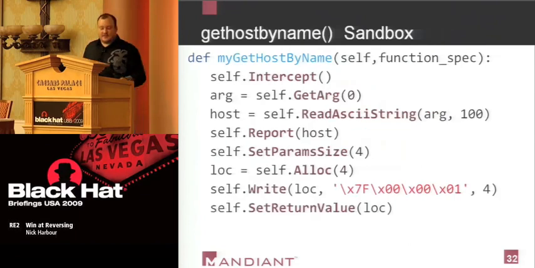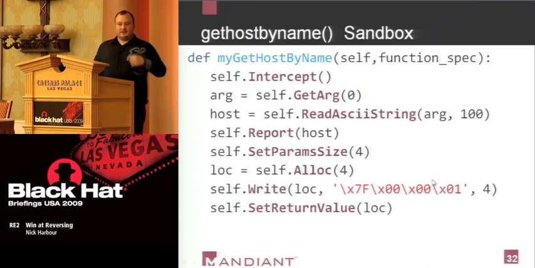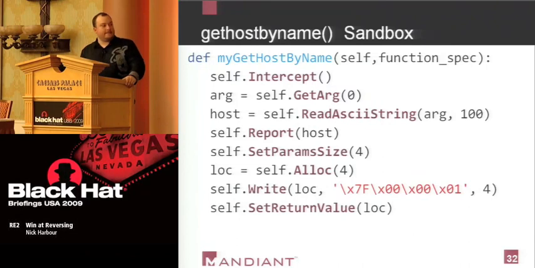Here's the gethostbyname sandbox. This Python module is included in the package I have up on the net. You can see it's really not much to it to actually return your own data for the gethostbyname call. I do a read ASCII string and a report just for the sake of reporting that back up to the GUI console so you can see what host name they were trying to access. If you're doing malware analysis, that's very important. But then I alloc space for it, and then I do a write. This is 127.0.0.1. So any DNS request is going to get the value 127.0.0.1.